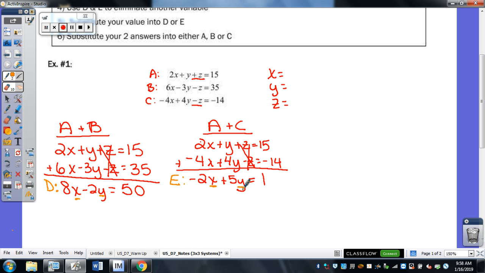So we're going to use those two equations and do like what you've always done in the past to get rid of a letter. So D is 8x minus 2y equals 50. E is negative 2x plus 5y equals 1. So I'm just going to line those up just like we have in the past. So now we have to pick again. Do we want to get rid of x or y? Looking at this quickly, I'm thinking x's might be a little easier to eliminate, because I can make a 2 turn into an 8 by multiplying it by what? By 4.